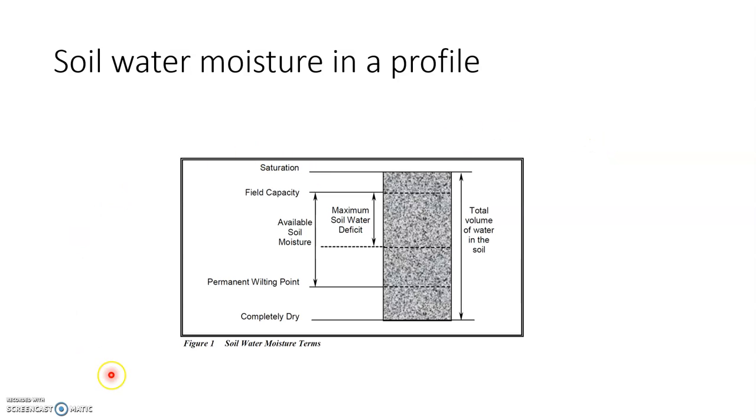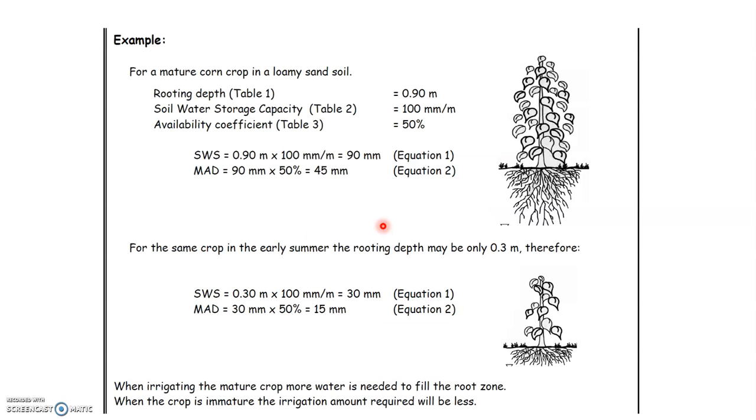So if you see, this is the soil moisture profile, the soil water moisture in a profile. When we have full saturation, water is up to this level. At field capacity, the water will be up to this level, and at permanent wilting point, the water is up to this level. So we should not always allow the water to deplete up to the permanent wilting point. There is some maximum soil water deficit. So we can allow the water to deplete up to this level, and then again we irrigate up to the field capacity level. So this is just a basic example of maintaining the water in soil.